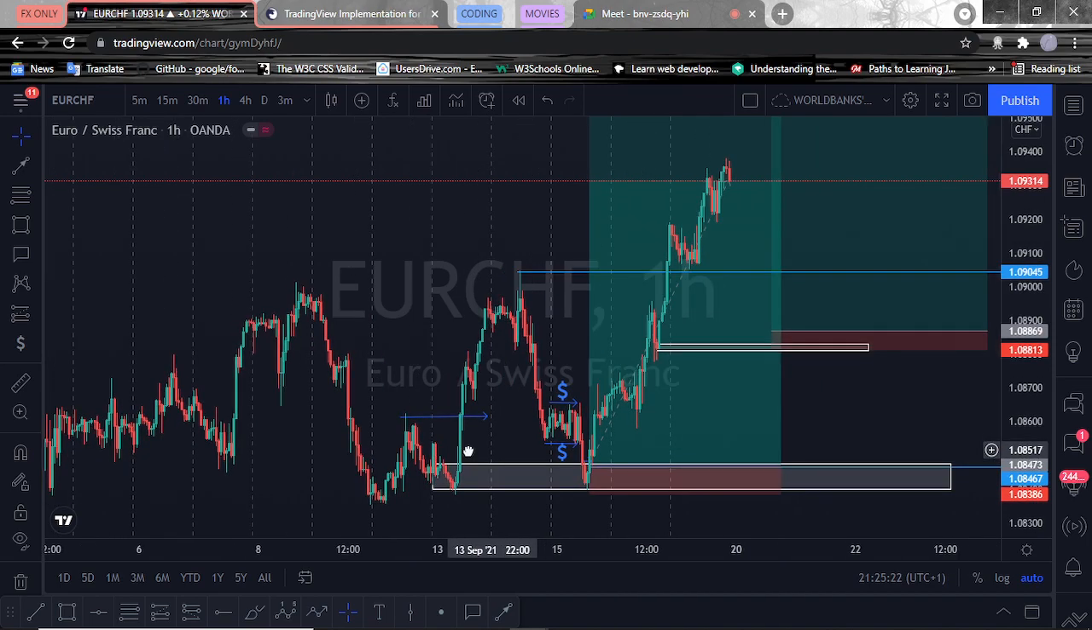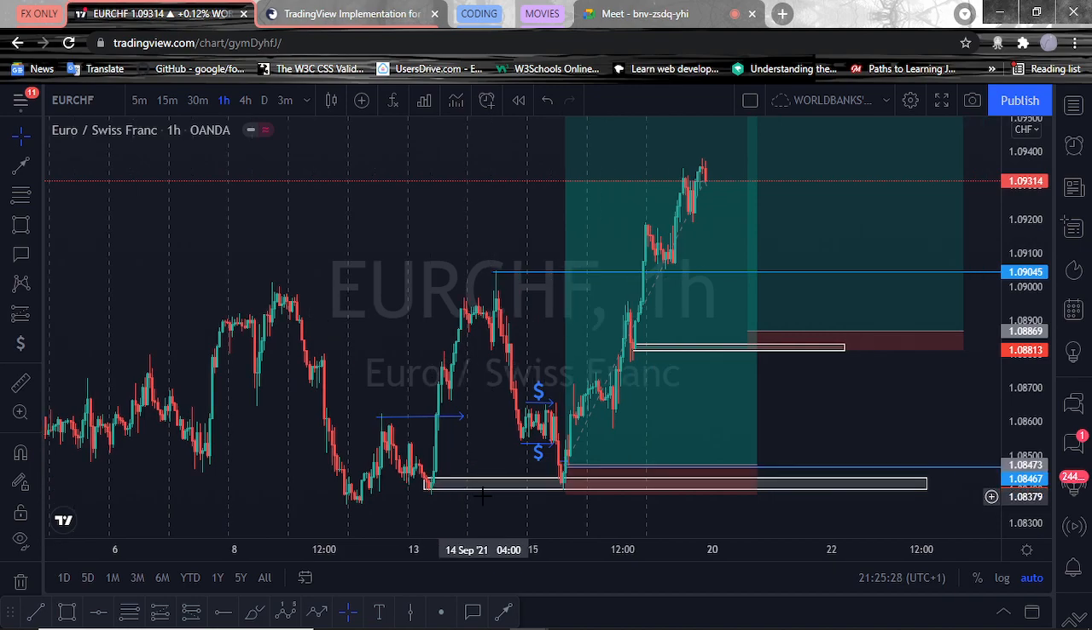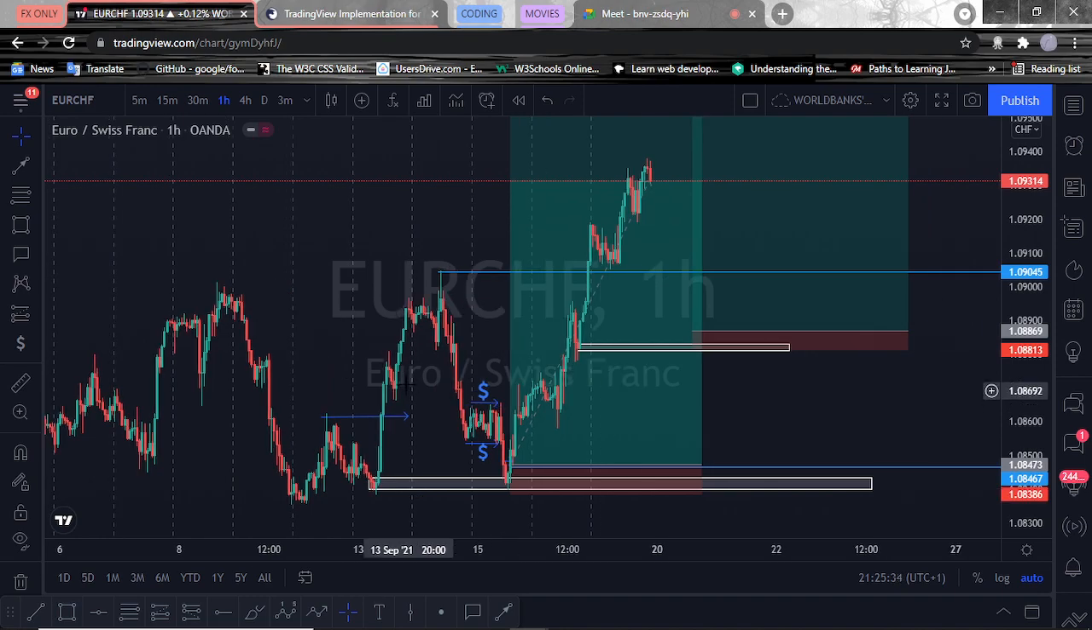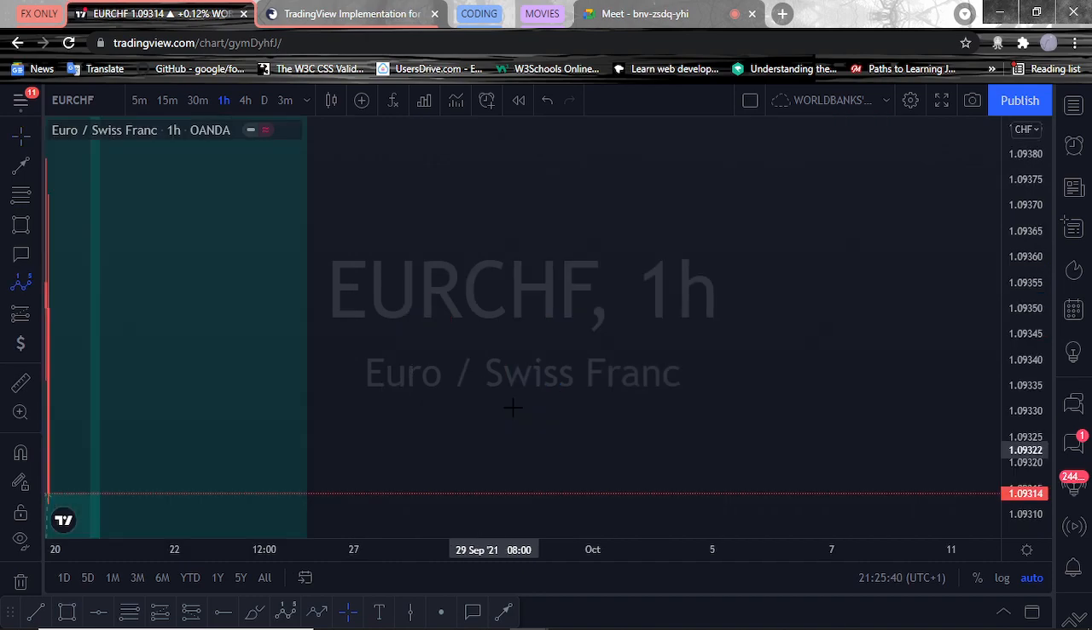Yup, so your entry will be a pending order on the order block that caused the impulsive move. This impulsive move here. You know, this market moves in waves. If you know the way this FOREX market moves, you know that it repeats the same thing over and over and over again.